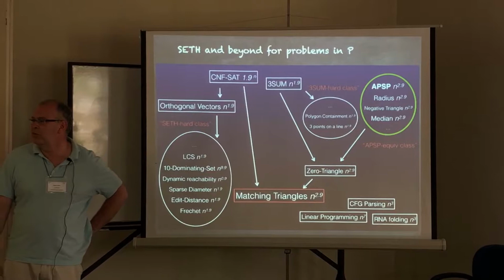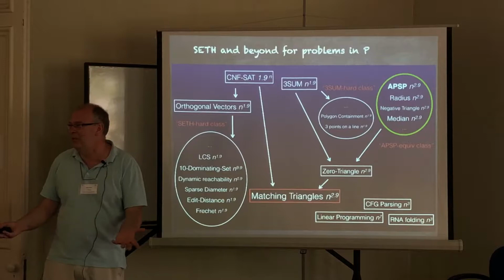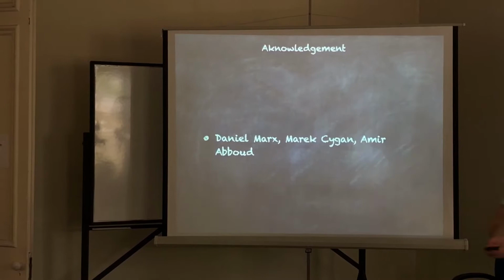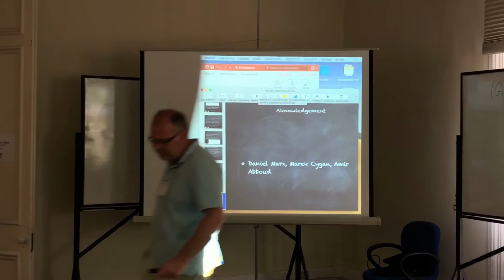But even for matrix multiplication, what is the right lower bound? We still don't know. Is it n squared, right? Yes, so those are the people whom I really rip off for many things, for slides.